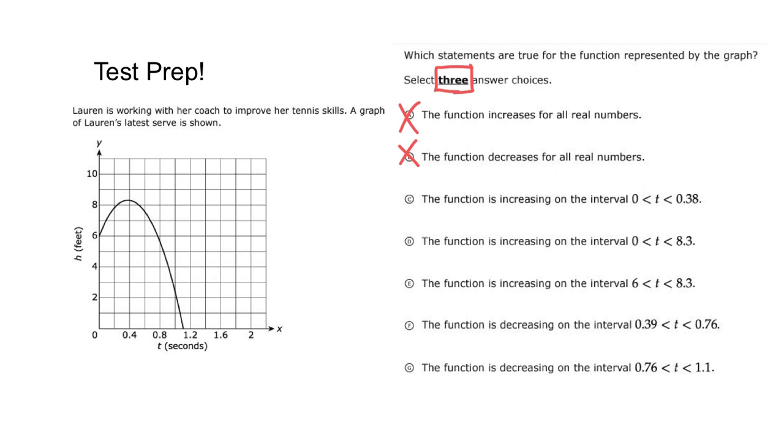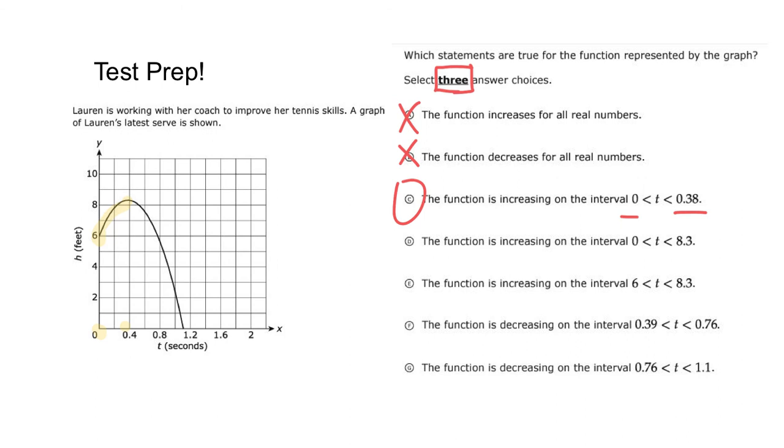And so they say it's increasing on the interval from 0 to 0.38. So I'm going to look at that interval and decide whether I think it is or is not. So at 0, I'm here. At 0.38, I would be right in front of the 4, which is right here. So on that interval, is it increasing? Absolutely it is. That section of graph is increasing. So this is true.